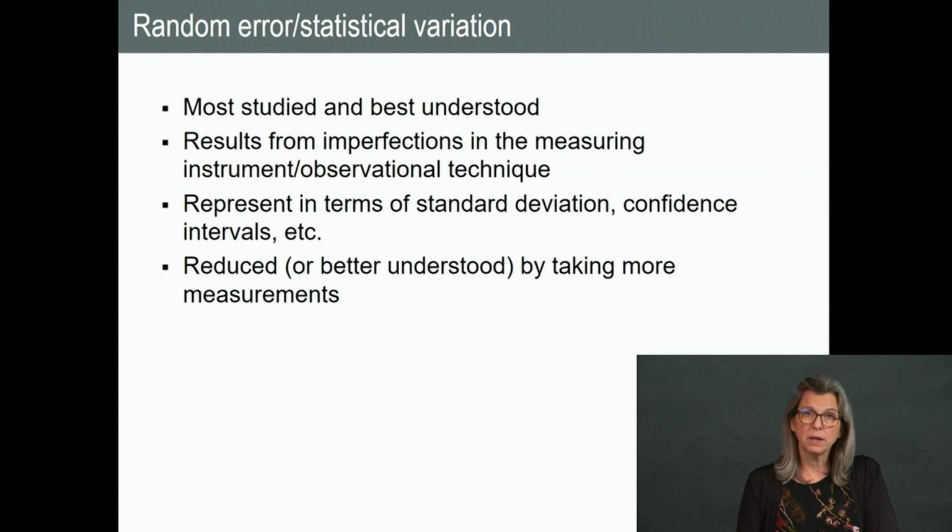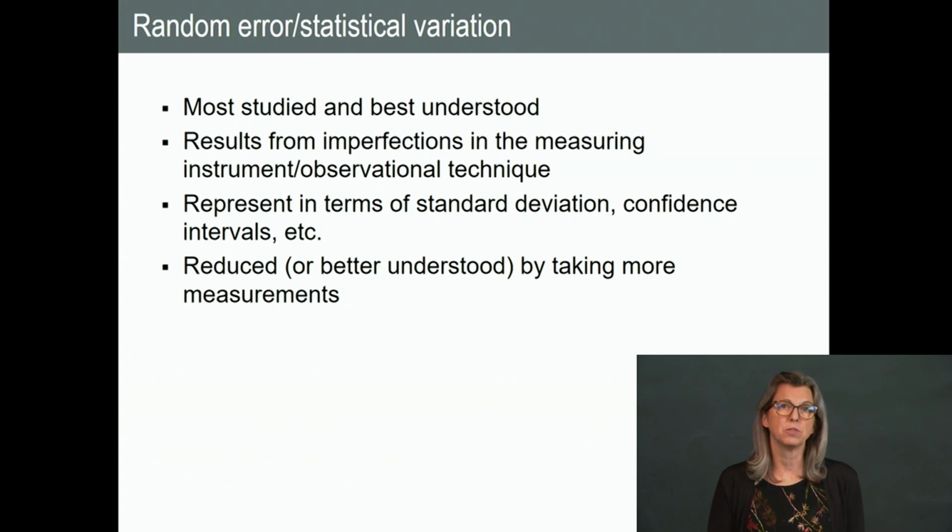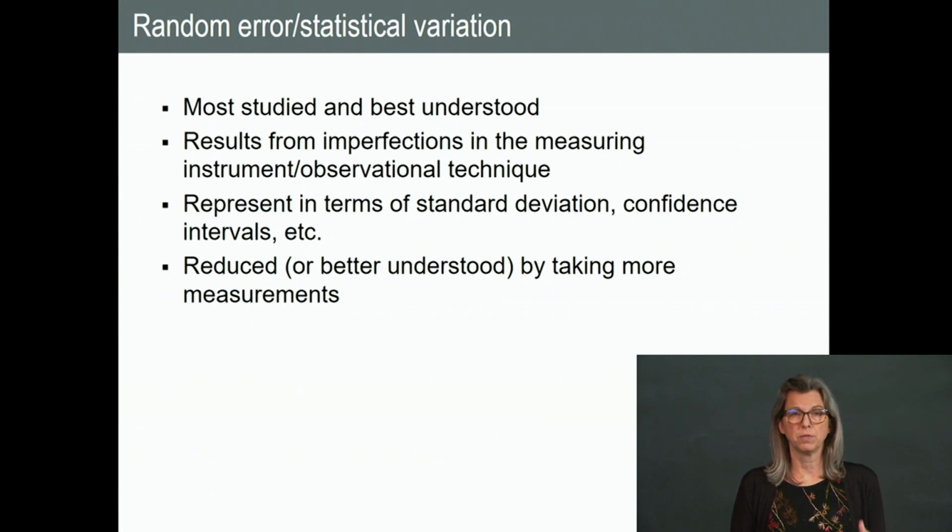So the most common form of uncertainty that is usually pretty much represented these days when you see analytical results is random error and statistical variation. So this is known as statistical uncertainty. It's the most studied and best understood. It really results from imperfections in the measuring object. And you can represent it in terms of standard deviation, confidence intervals, and so on. And the idea is that you could reduce this, or at least you could better understand it by taking more and more measurements. So there's always a trade-off between how much money you invest in collecting data and how much uncertainty you're willing to take. But statistical uncertainty is a pretty straightforward concept in terms of narrowing down to the confidence you have in the number.